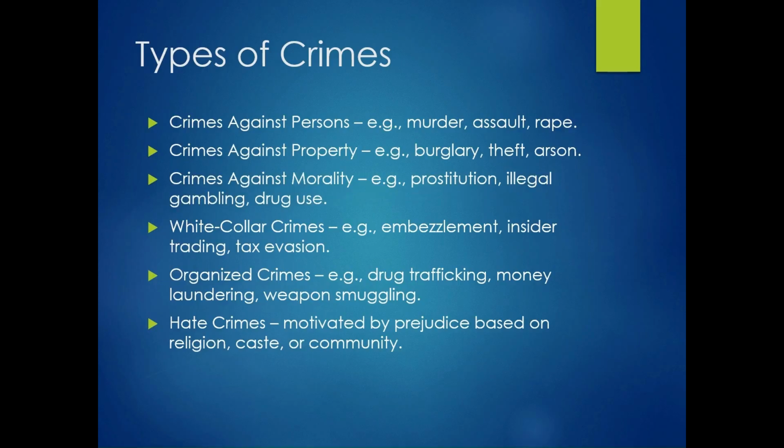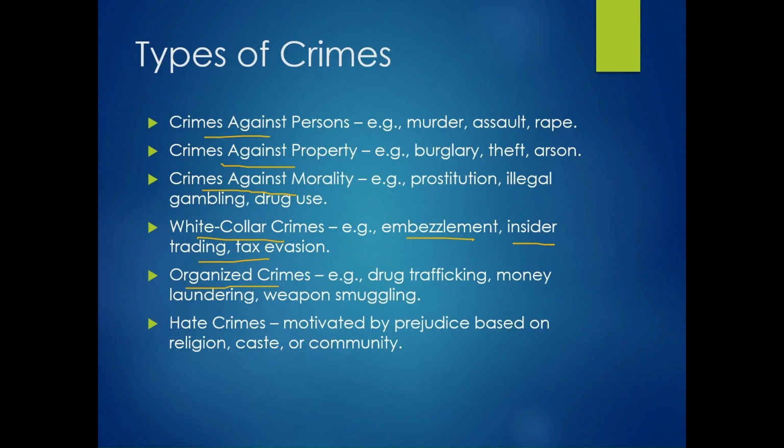Now let's look at the different types of crimes. Crimes are generally divided based on who or what is harmed. Based on that, we have crimes against persons. Examples are murder, assault, or even rape. Then we have crimes against property like burglary, theft, or even arson. Then we have crimes against morality like prostitution, illegal gambling, or drug use. We have white collar crimes, which are non-violent but financially motivated, like fraud, embezzlement, insider trading, or tax evasion.